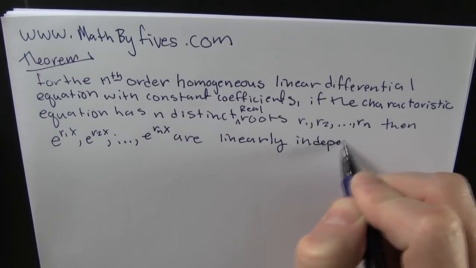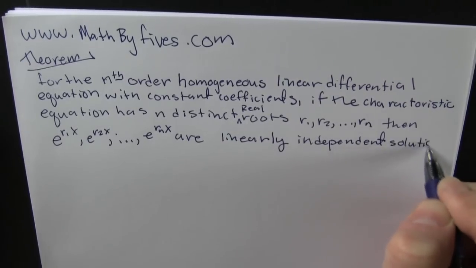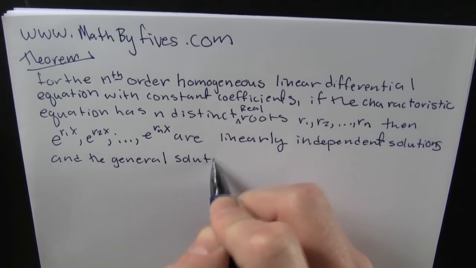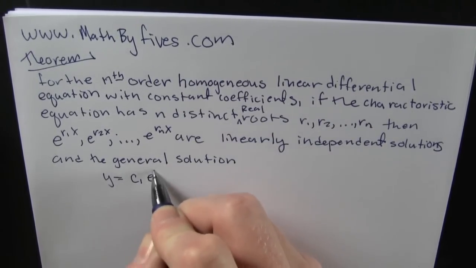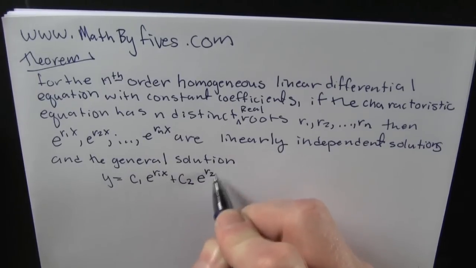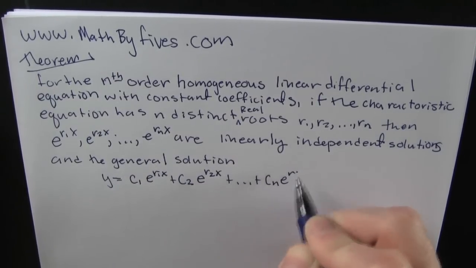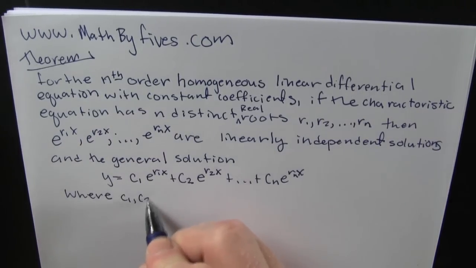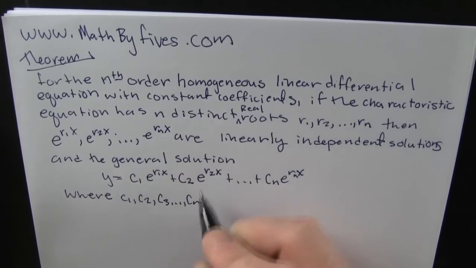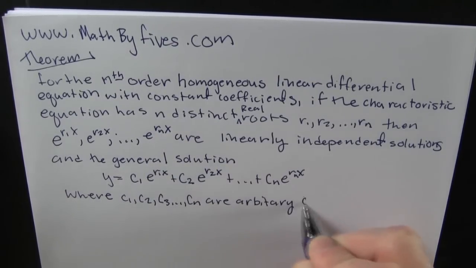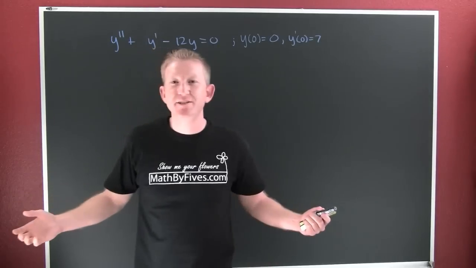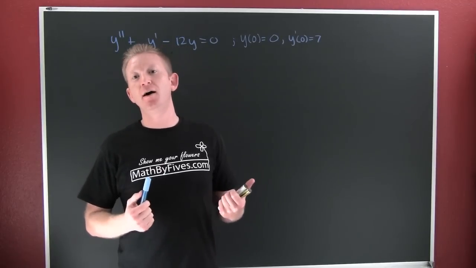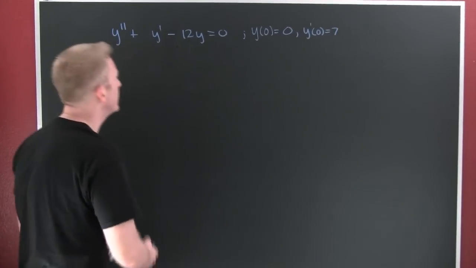And they are all linearly independent. Check the Wronskian if you want to. And the general solution is given as a linear combination of those solutions, where our c1, c2 through cn are arbitrary constants. But I bet you want to see an example of solving one of these linear differential equations, the homogeneous type, with distinct roots, and here we go.